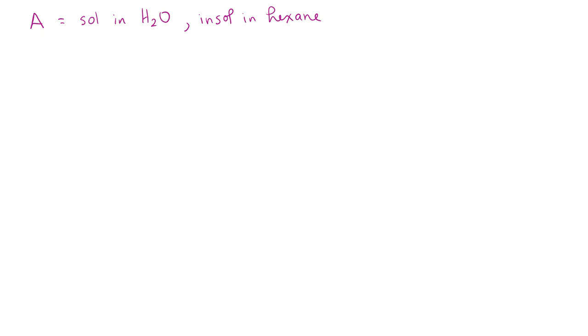Compound B, on the other hand, is the reverse. Insoluble in water, soluble in hexane. And these are both solids. Maybe that's where the confusion is lying. Maybe I need to be really explicit that A and B are both solids. You really don't talk about solubility of things unless you're talking about solids. So here A is a solid that is soluble in water and insoluble in hexane. B is a solid that is insoluble in water and soluble in hexane.